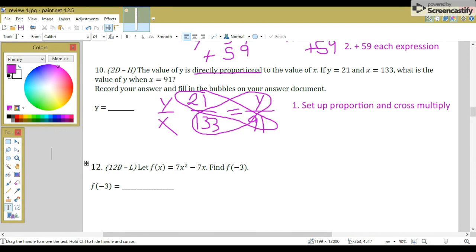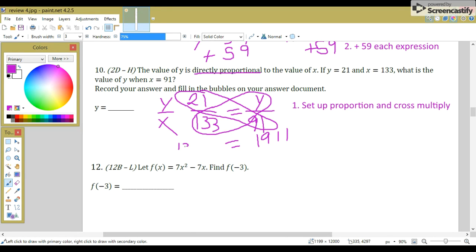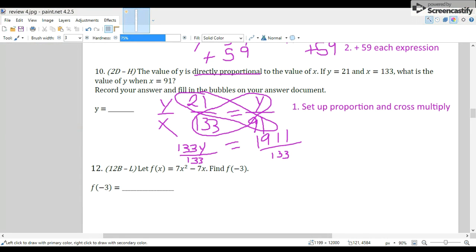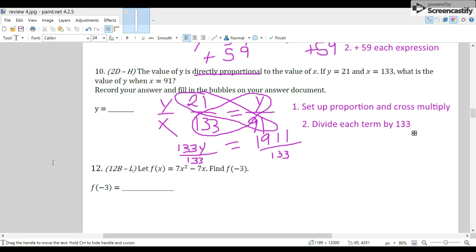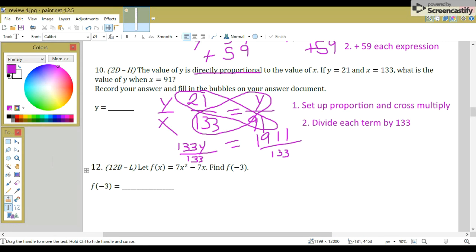So 91 times 21 is 1,911. And then that equals 133y. To get y by itself, we divide each term by 133. And that is approximately 14.37.